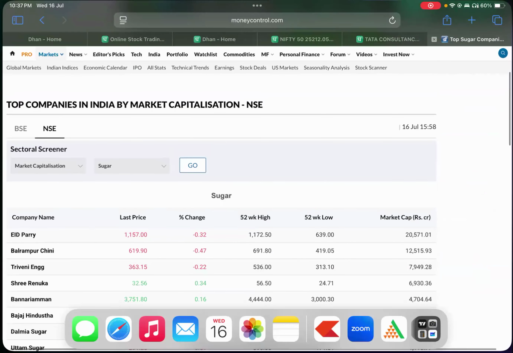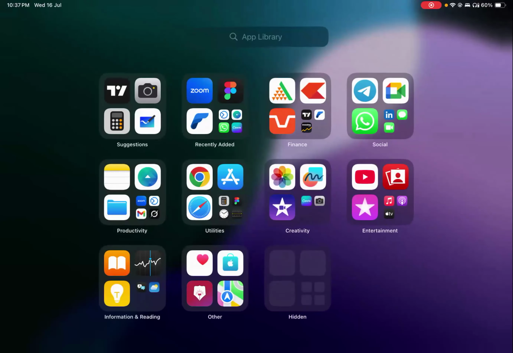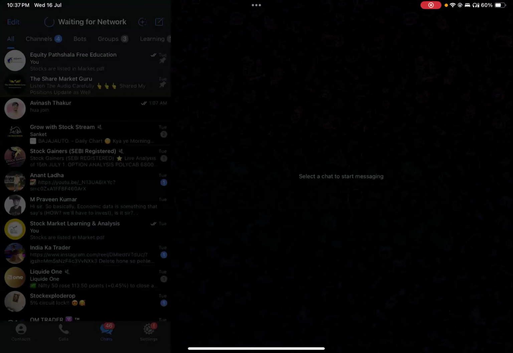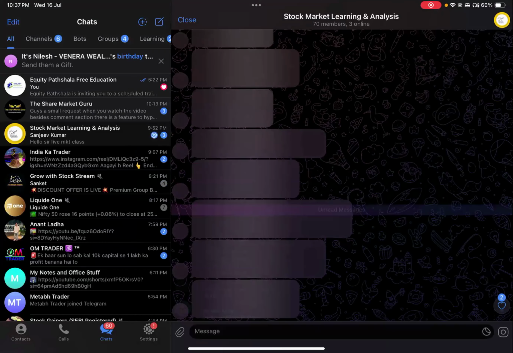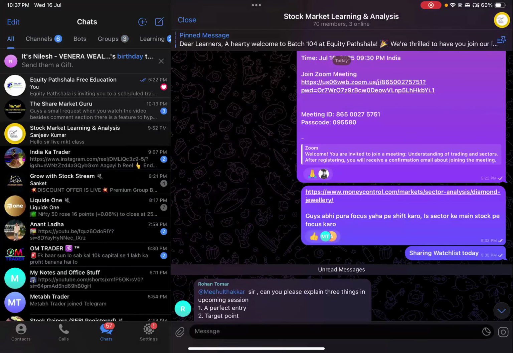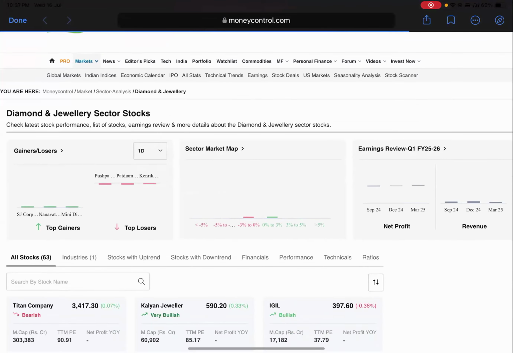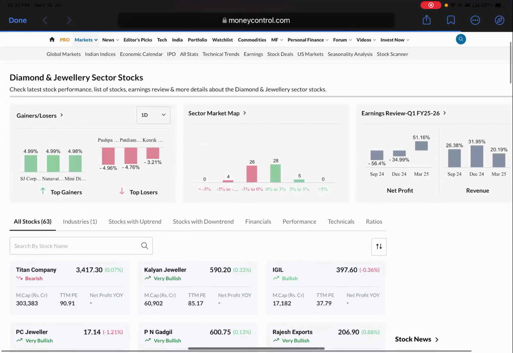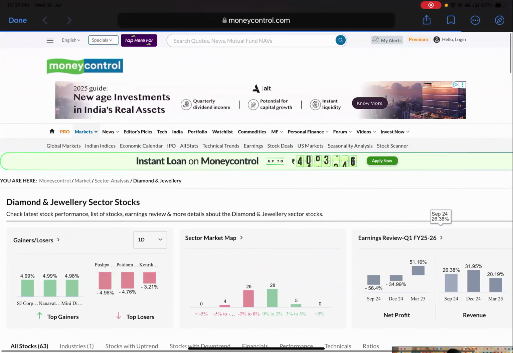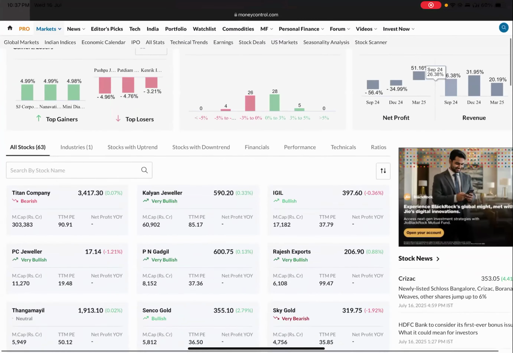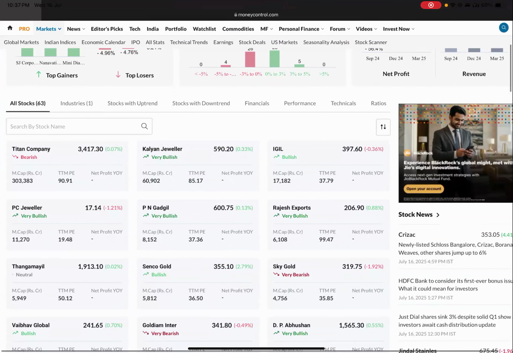Similarly, recently in Telegram here, it was told to focus on the diamond and jewelry sector. So yes, we are working on this and soon we will be starting to discuss stocks and everything over here.